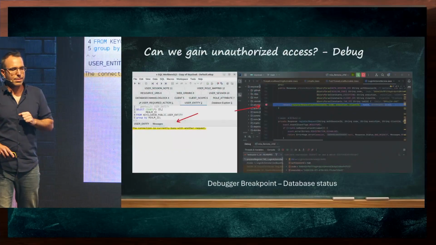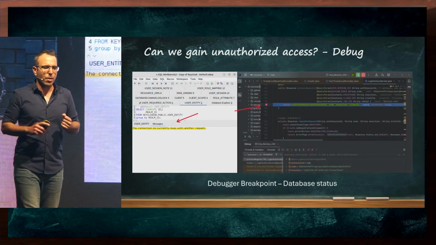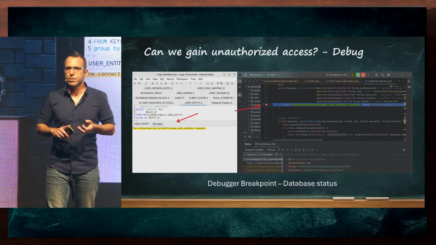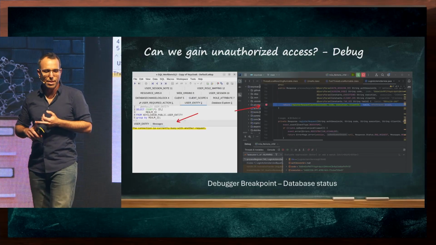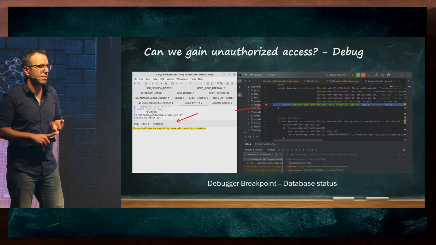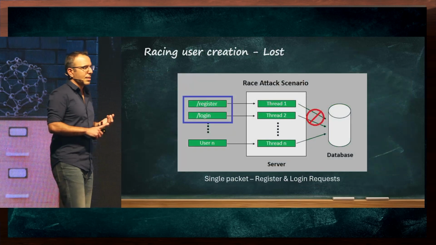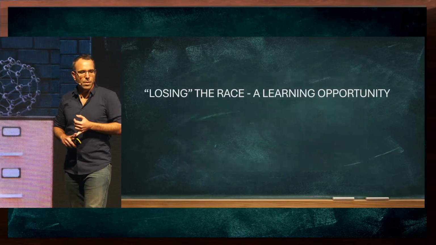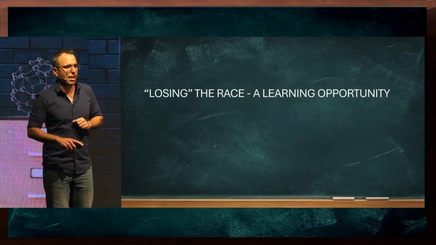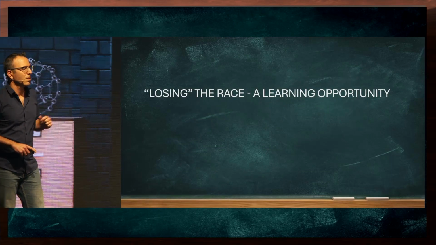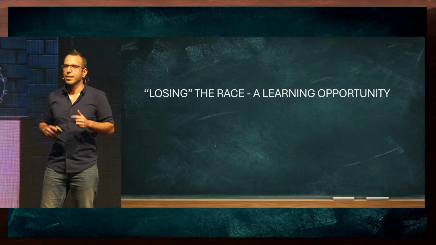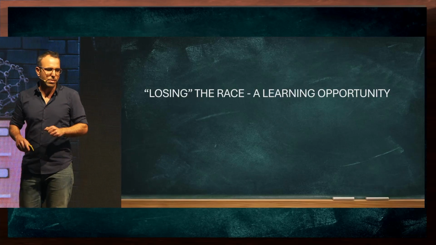So let's race against user creation. We are working with a debugger, stopping at the relevant source code, then checked the database status directly, with no success. We lost the race against user creation. We lost the race, but this seemed like a great opportunity to understand why, and more importantly, to understand how we can avoid race conditions.